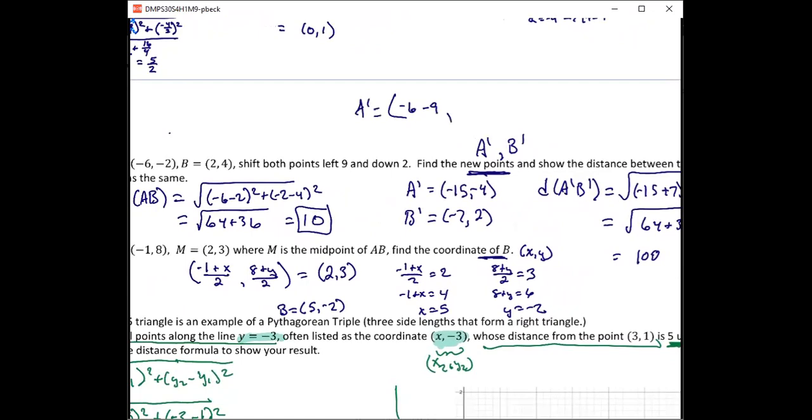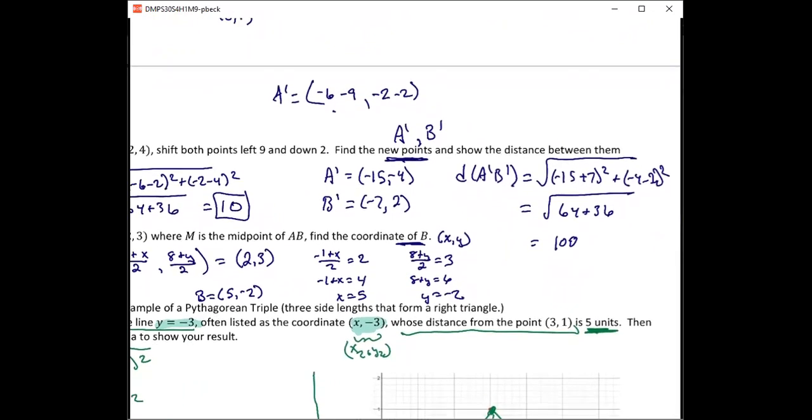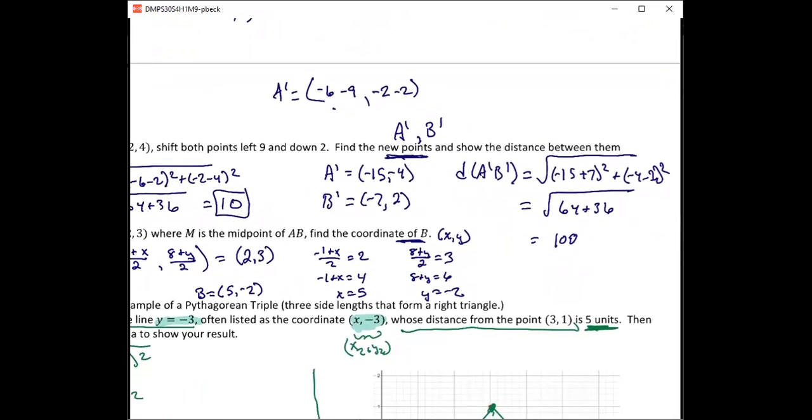That's how I find A prime, or the x coordinate of A prime. And then the y coordinate of A prime, I start with -2 and I shift down 2, which means I'm going to subtract. And that's how I get that new coordinate of -15, -4. And then the distance between those 2 points, once I find them, shows me that, once again, I have the square root of 100, which is 10.